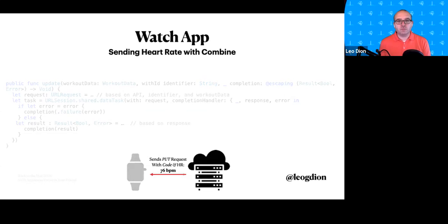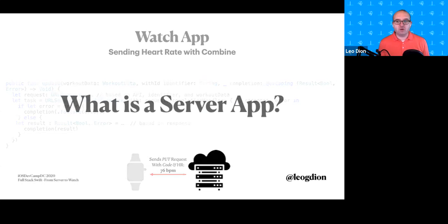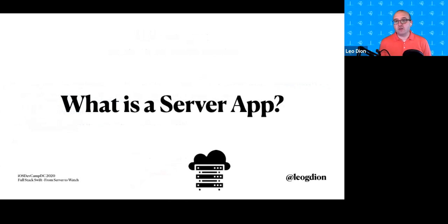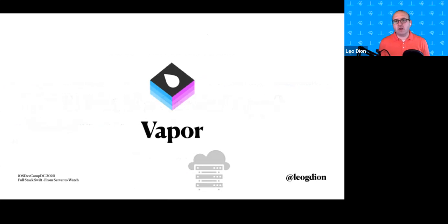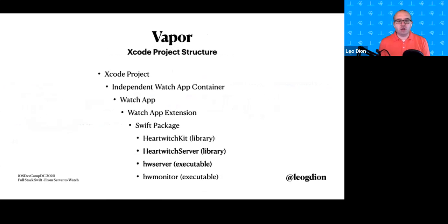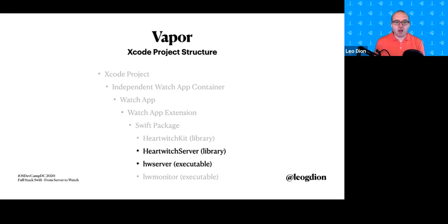First of all, what exactly is a server app? In this case, it's an executable, and it's built on top of probably one of the more popular Swift web frameworks out there, and that would be Vapor. Let's again take a look at our Xcode project to see what components we're talking about here. Here's how our Xcode project looks, and the server components are going to be here under HeartwitchServer, which is the library, and HWServer, which is the executable that we're going to send to the Heroku instance.